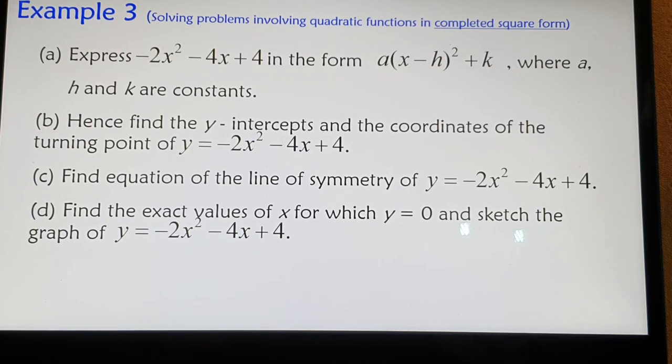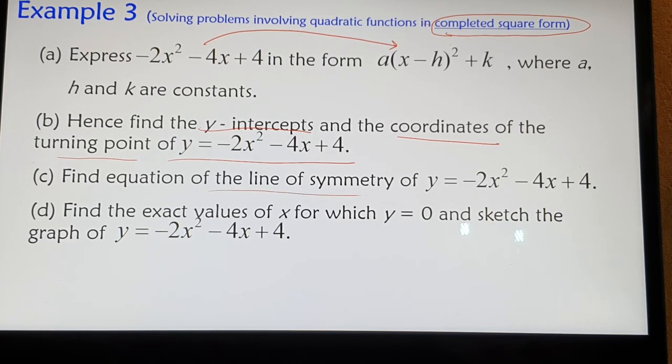Okay, now, back to our favorite completed square form, or perfect square. Now you have to express this in this form. And then find the y-intercepts, and find the coordinates of the turning point of this one, and then find the equation of the line of symmetry, and then find the exact values. Okay, this one I'll explain later.